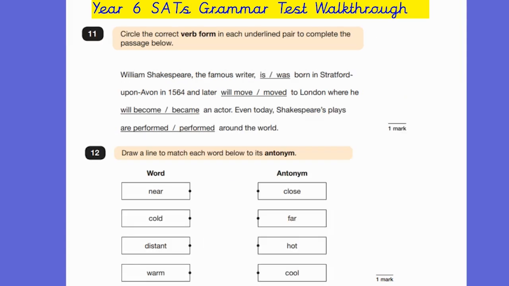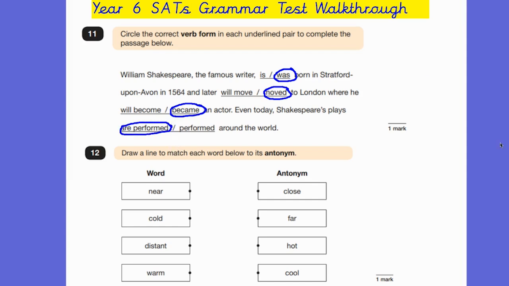Number 11, circle the correct verb form in each underlined pair to complete the sentence below. William Shakespeare, the famous writer, is born or was born. Well, I know that happened in the past, so that's going to be was. In Stratford-upon-Avon in 1564, and later will move. Well, I know that's in the future tense, so it should be moved because it's going to be in the past tense. To London, where he will become, again, that's future tense, where he became an actor. Even today, Shakespeare's plays are performed around the world.